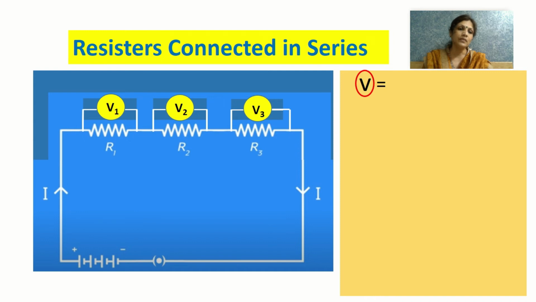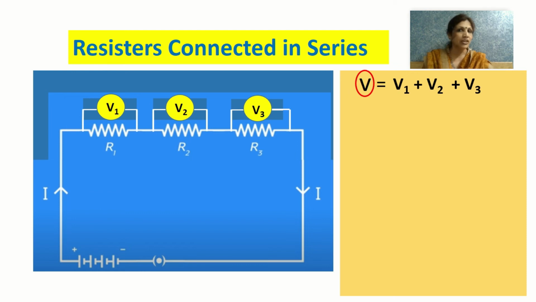We will observe that this potential difference is different across every resistor. But if you add these three potential differences, it is equal to the total potential difference across the combination of the three resistors. So we conclude that V is equal to V1 plus V2 plus V3. So when the resistors are connected in series, the current flowing through every resistor is constant, it is the same, but the potential difference across every resistor is different.